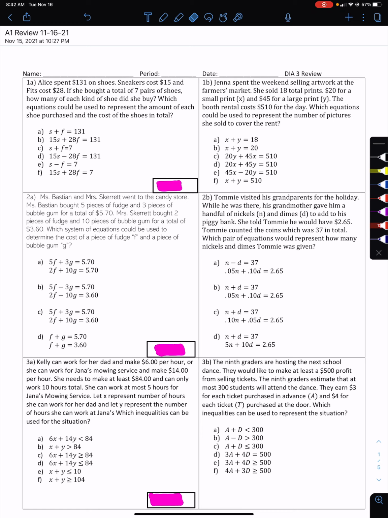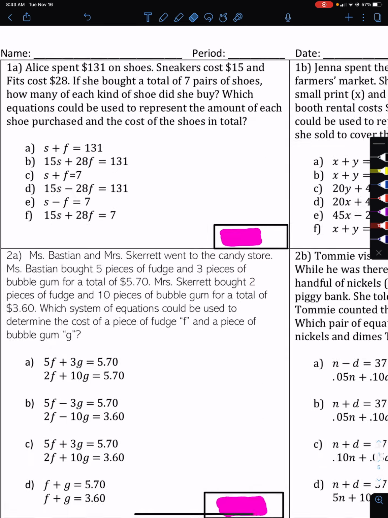Alice spent $131 on shoes. Sneakers cost $15 and Fits cost $28. If she bought a total of 7 pairs of shoes, how many of each kind of shoe did she buy? Which equations could be used to represent the amount of each shoe purchased and the cost of the shoes in total? So remember we talk about that.